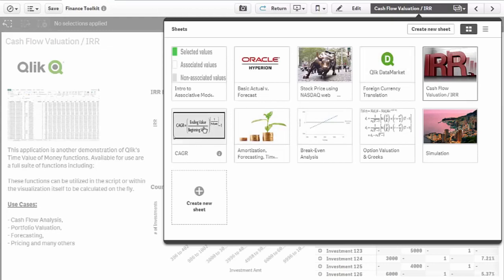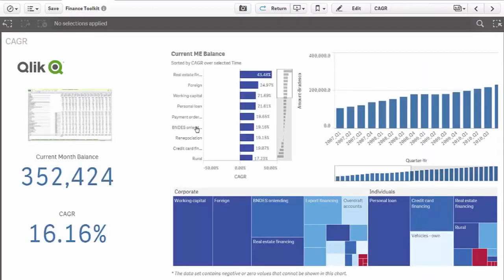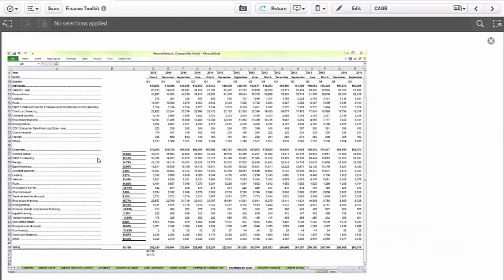Let's go to the compound annual growth rate calculation. In this particular case, I started out with a spreadsheet of 30 plus business units, and two major divisions, a commercial and consumer division of a bank. And these are quarterly, month-end balances back to 2007. Now, I cannot make heads or tails of this spreadsheet. It is not useful to me as it stands unless I am intimately familiar with these numbers.